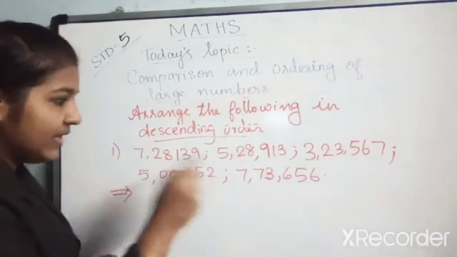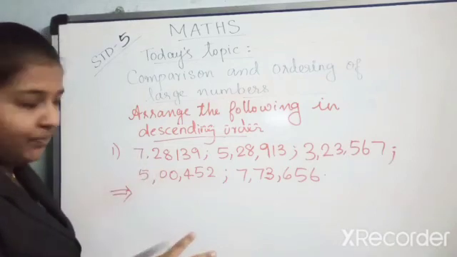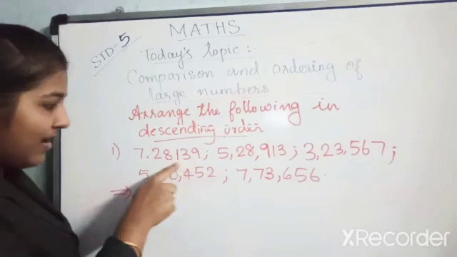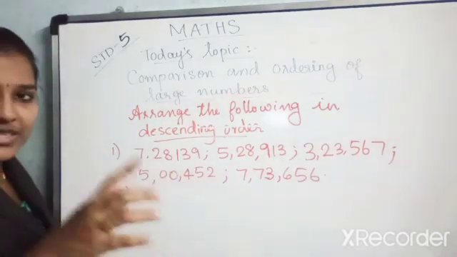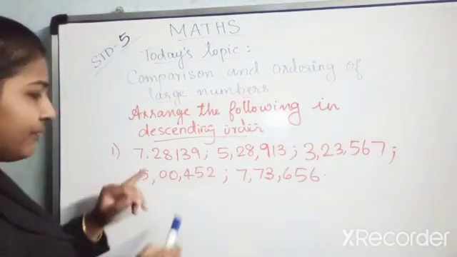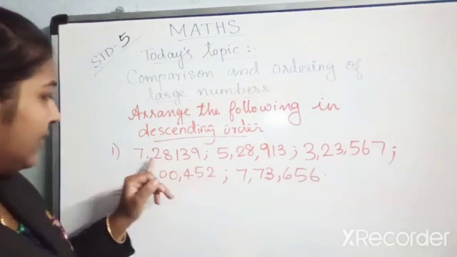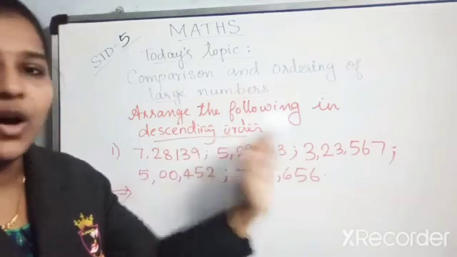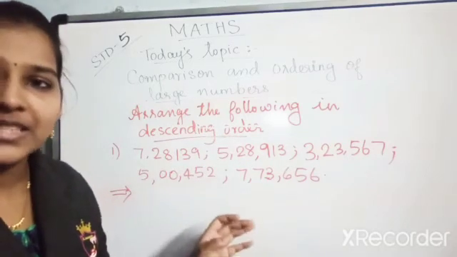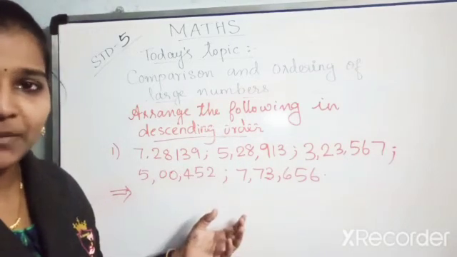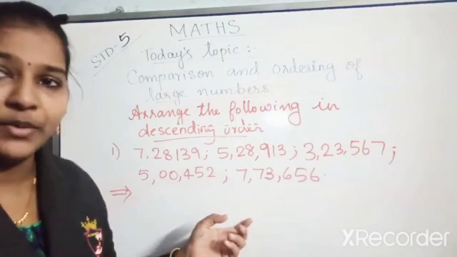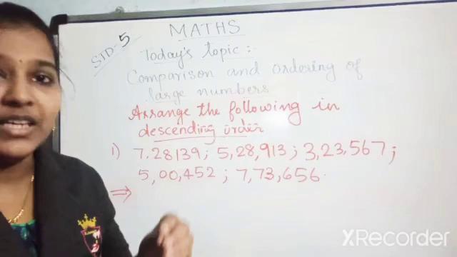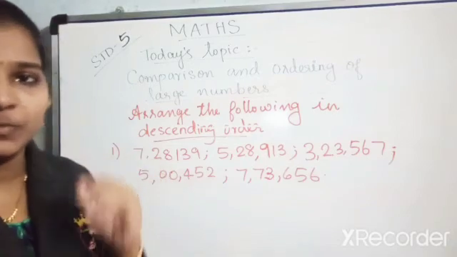So you first find out which is the largest number. Here we can see that all the numbers are 6-digit numbers, isn't it? Look, 1, 2, 3, 4, 5, 6. 1, 2, 3, 4, 5, 6. All these numbers are 6-digit numbers. Okay. So what do we have to do? We have to move to the next step, and that is to check the digits at the highest place.